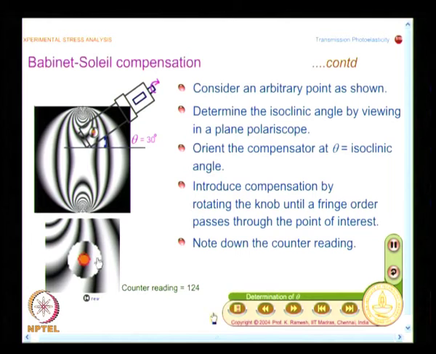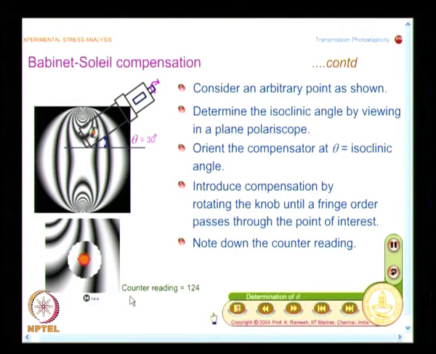And I caution that this is the field of view within the compensator. Within this, whatever modification you have done is valid only for the point of interest from the point of view of data interpretation. And I also said that you need to find out whether a higher fringe order comes and coincides with the point of interest, or a lower fringe order. In this case, it is a higher fringe order that has come and coincided with the point of interest.